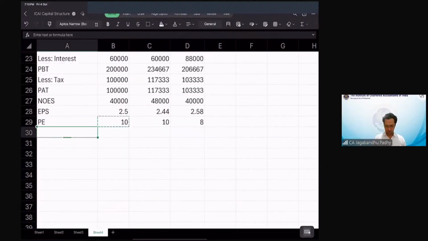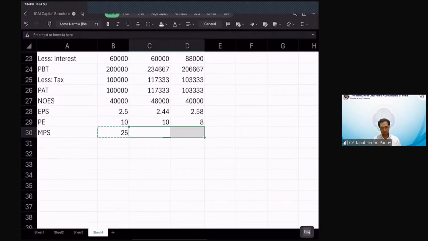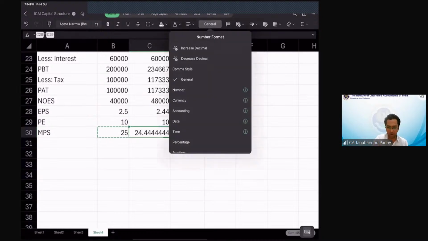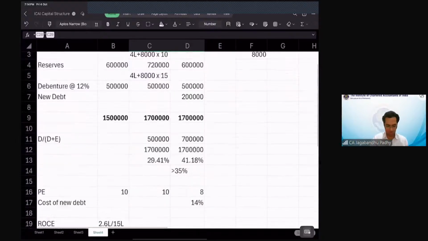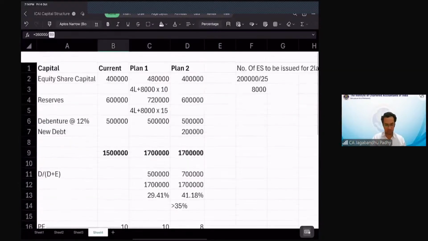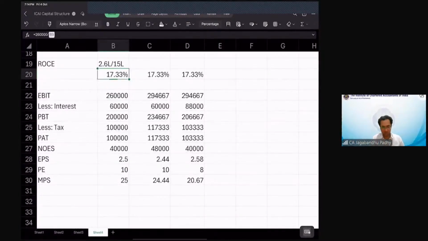Right? Then finally, what will be the market price per share for each of the plans? 25, 24.4 and 20.67. What should be your call? What should we really do? The return on capital employed was 17.33%. But when we are issuing additional shares, we are observing that it is leading to erosion in the market price of the share.